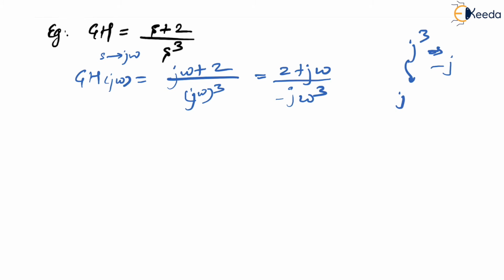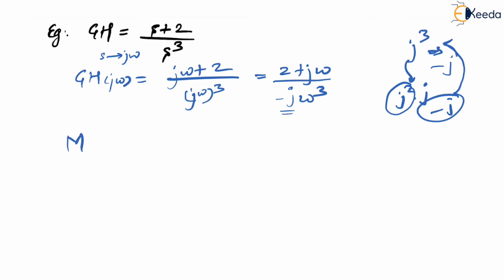Yes, because this j cube can be written as j squared into j, right? And j squared is nothing but minus 1, so it becomes minus j. So j cube can be written as minus j as well. So that is what I have written. Now, what about the magnitude and the phase angle?